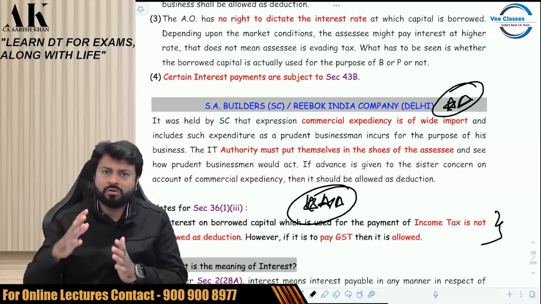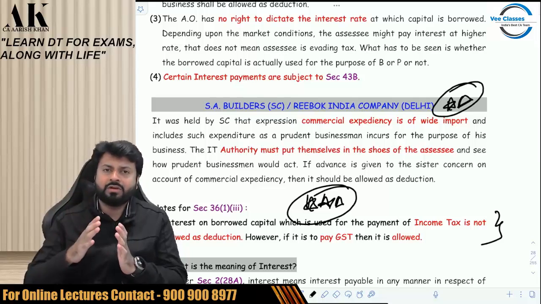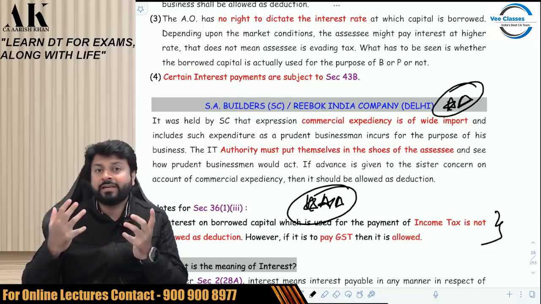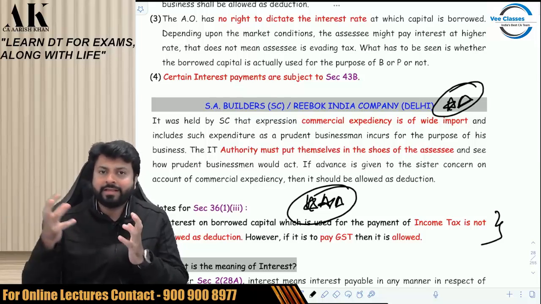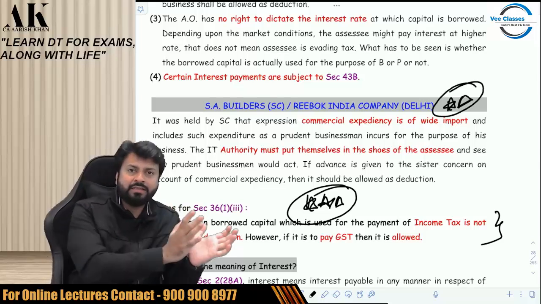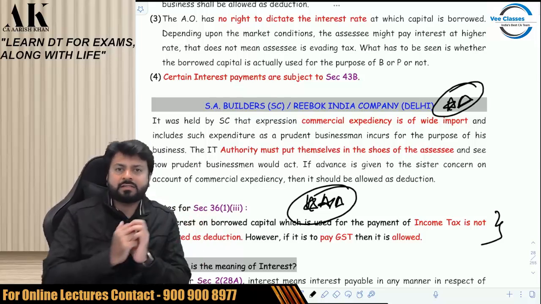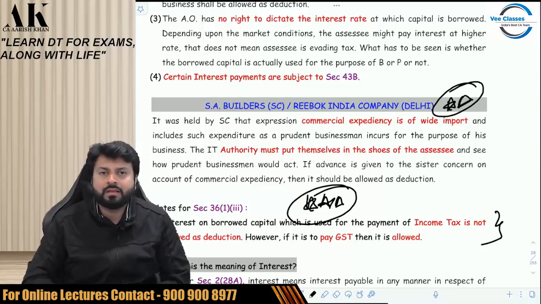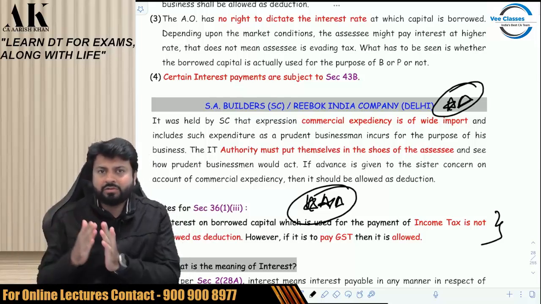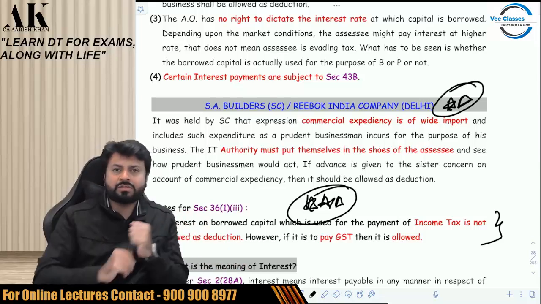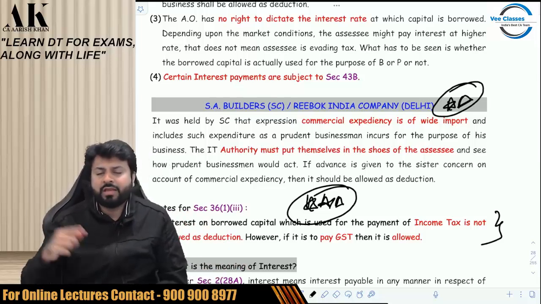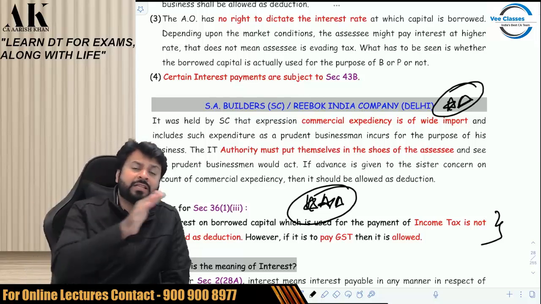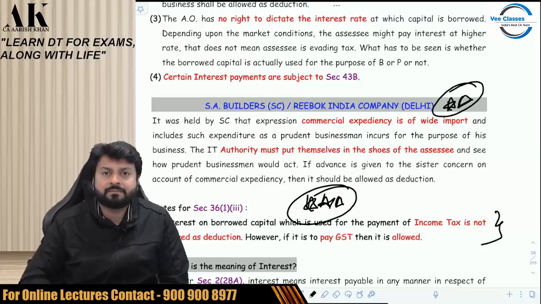The assessee took a loan, and after taking the loan, the assessee started paying interest. Now, what did the assessee do with that money? After taking the loan, the assessee gave that borrowed money to its sister concern, or you can say to its subsidiary. So the moment the assessee took the loan, it diverted the funds to the subsidiary. So the AO disallowed the interest by saying that you are diverting the funds to a sister concern.